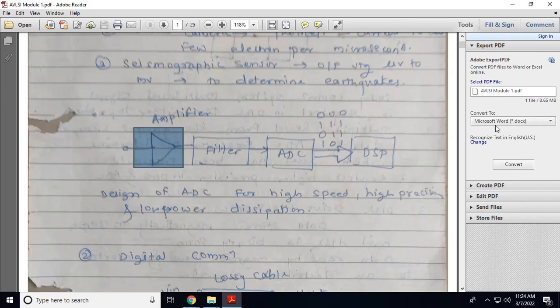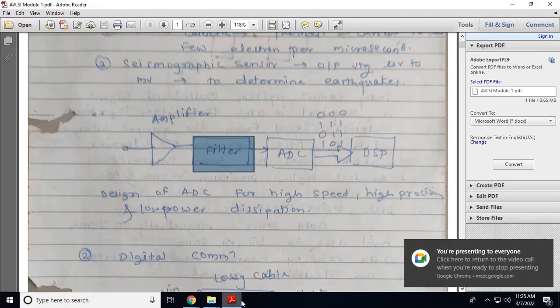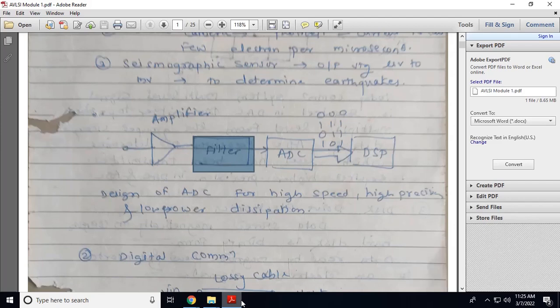The output of the amplifier is given to the filter. The filter is again an analog part. The role of the filter is to remove unwanted signals. To remove the noise signal we can use filters. There are various types of filters available, and depending upon your requirement you can use them. So this is the analog part.